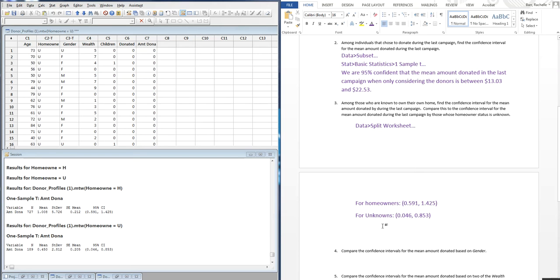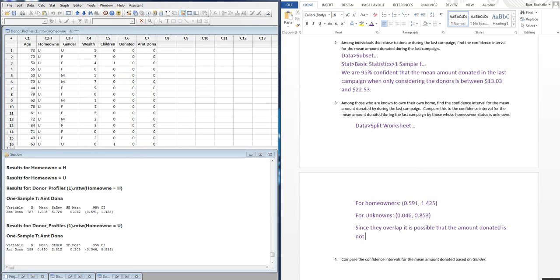They overlap. When they're overlapping, this doesn't tell you that there is any difference between the groups. Overlapping means it is quite possible that the behavior is the same. On average, they donate the same amount. So since they overlap, it is possible that the amount donated is not different. Or you could say is the same. I'm going to say is the same for these two groups. That's pretty vague.